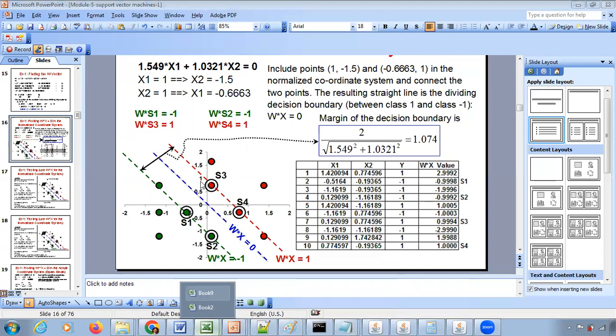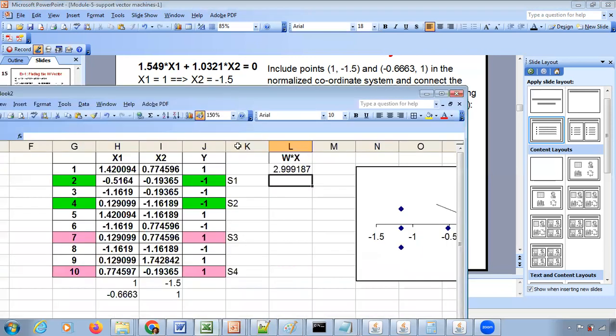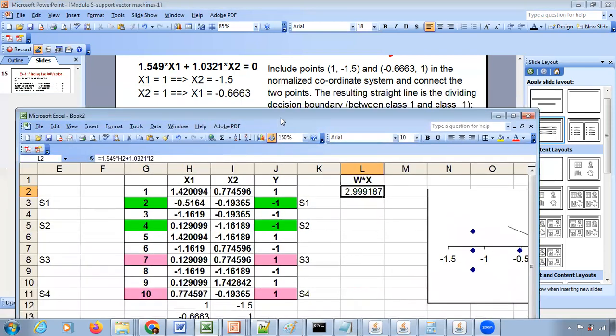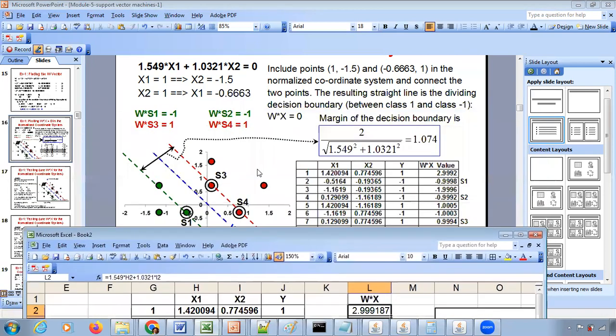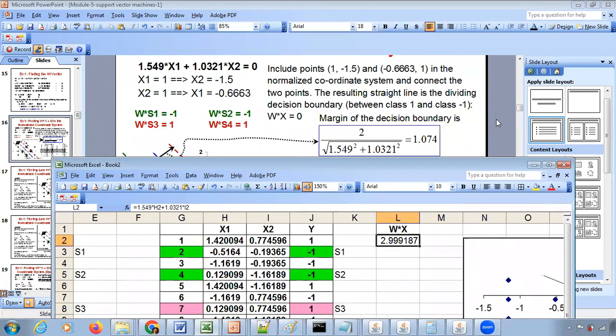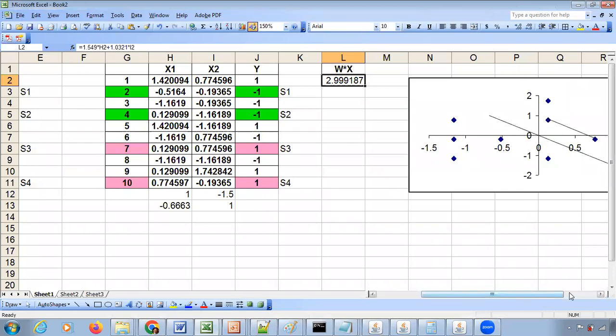If the w times x comes out to be greater than 0, it belongs to the red class, which is class 1. And if it's less than 0, it belongs to the class -1. And let us see what it came out to be. It came out to be 2.999 something, so it's greater than 0, and it's class 1. And it should actually be expected to be greater than 1 as well, because the first data point corresponds to, let me check, where is it? Should be far away from the decision boundary.